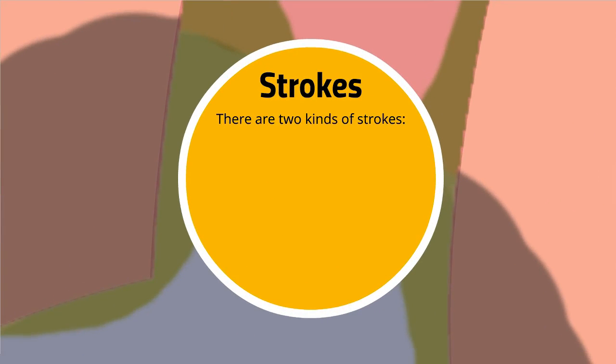What is a stroke? Well, a stroke occurs when blood flow to an area of the brain is disrupted. When this happens, brain cells are deprived of oxygen and begin to die. When brain cells die during a stroke, abilities controlled by that area of the brain, such as memory and muscle control, may be impaired or permanently lost. There are two distinct kinds of stroke, ischemic and hemorrhagic.